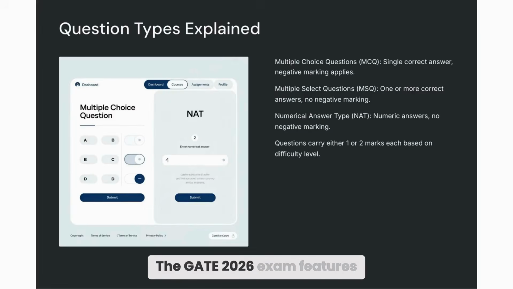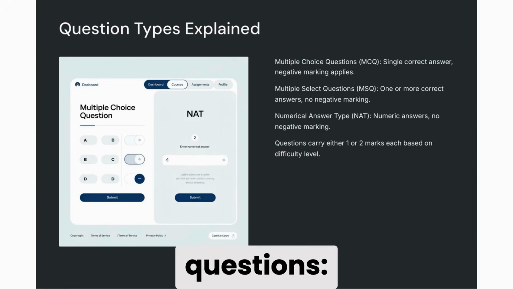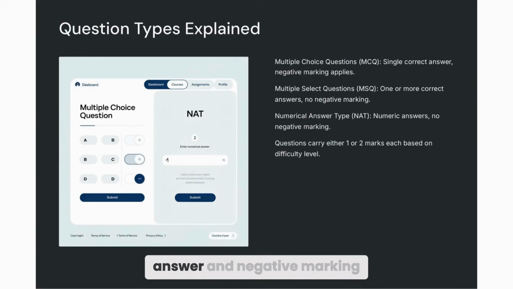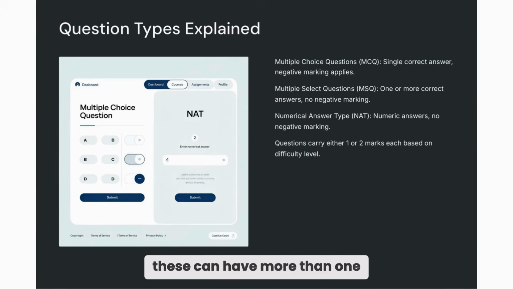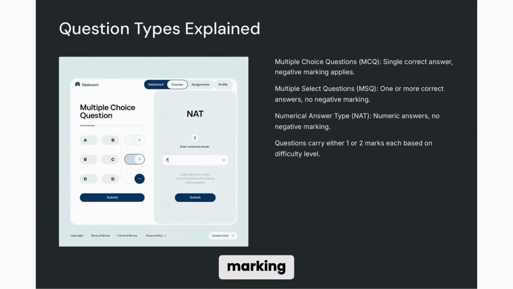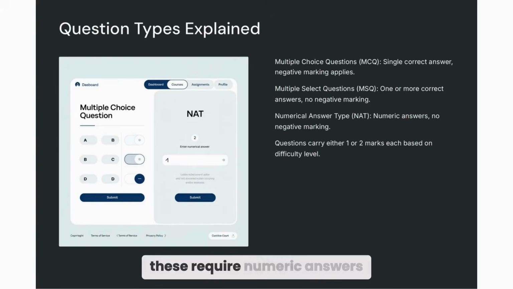The GATE 2026 exam features 3 types of questions. Multiple choice questions. These have a single correct answer and negative marking applies for wrong answers. Multiple select questions. These can have more than one correct answer with no negative marking. Numerical answer type, NAT. These require numeric answers and no negative marking is applied. Each question can carry either 1 or 2 marks based on the difficulty.